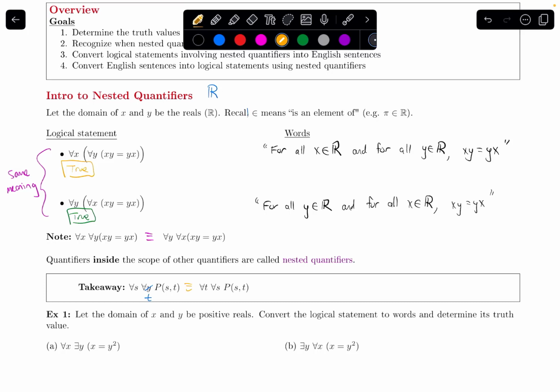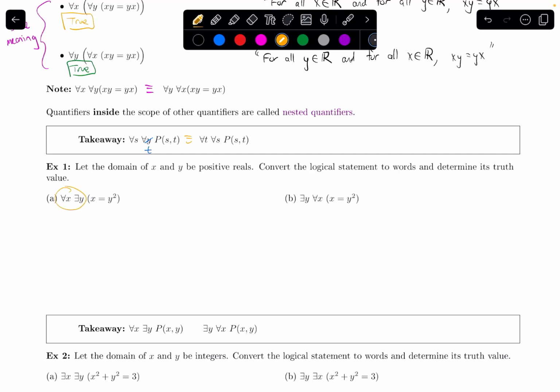Okay, so let's do an example involving a for all and a there exists. This example says, let's let the domain of x and y be positive reals this time, convert the logical statement to words, and determine its truth value. Okay, so let's convert these to words. Part A is saying for all x, and the way I'm going to say it's a positive real is by saying it's greater than 0. For all x that's greater than 0, there exists a y, which is also a positive real, so it's greater than 0. And then I'm asserting this.